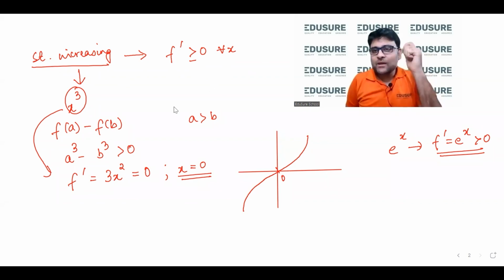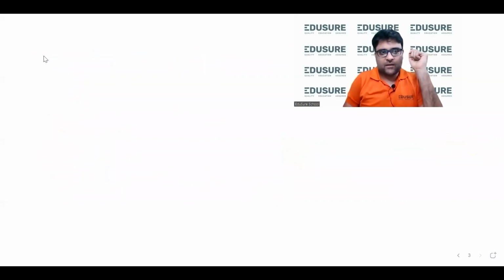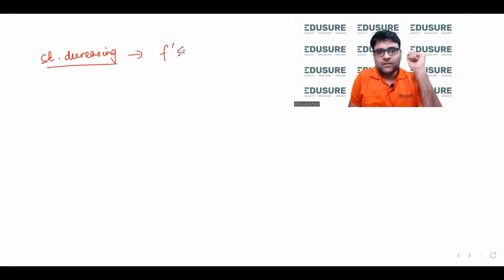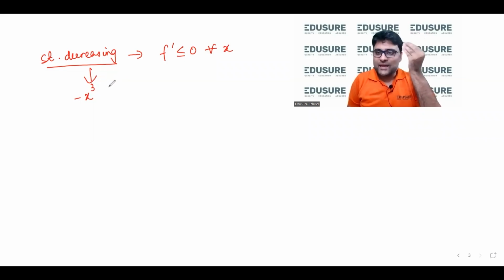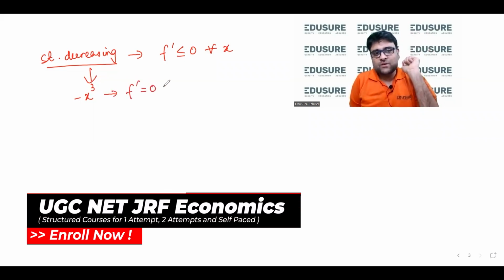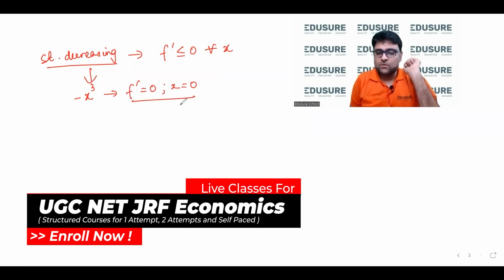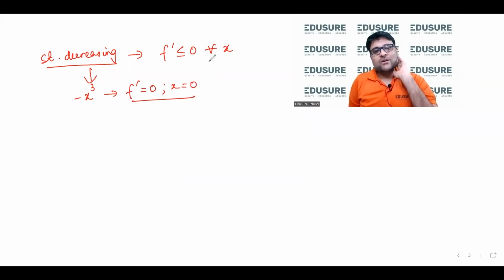Similarly, a strictly decreasing function will always give us this definition, less than or equal to 0 for all x. Again, an example here will be the opposite, minus x cube. You can see this will be a strictly decreasing function, and the derivative is equal to 0 again for x is equal to 0. That's an example of a strictly decreasing function where the derivative is equal to 0 for some x. Again, for minus x cube, x is equal to 0 is a point of inflection.